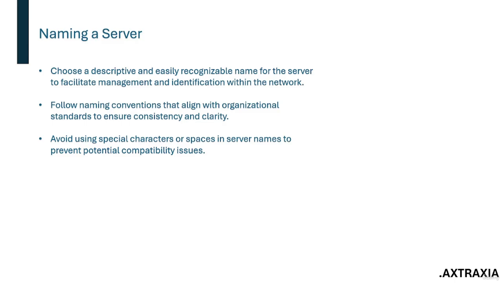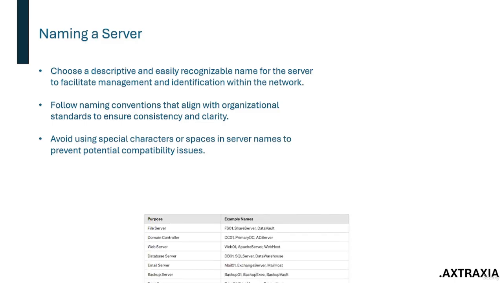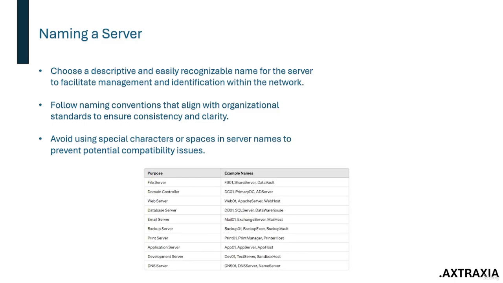And some of the naming conventions need to be clear. You need to avoid using special characters. For instance, you have this simple diagram here that shows all the various kinds of purposes and some of the kind of names that they normally use to name the servers. So you have the domain controller, which is normally the Active Directory server. You have a web server, file server, and so many other servers with their naming conventions.